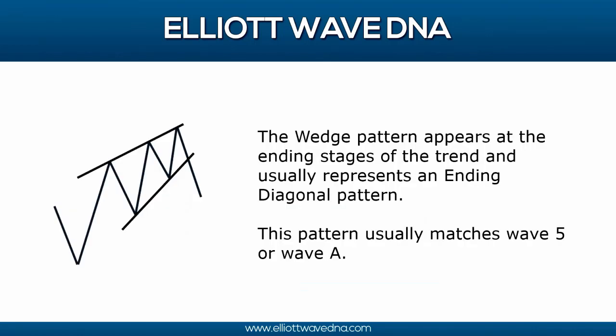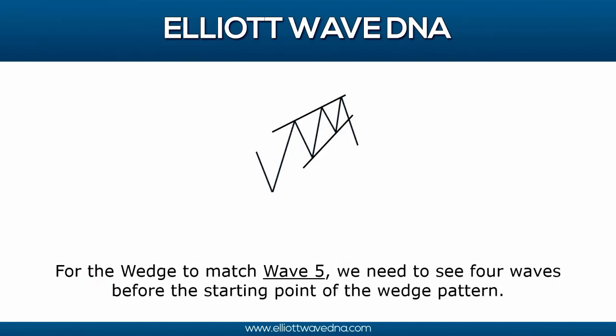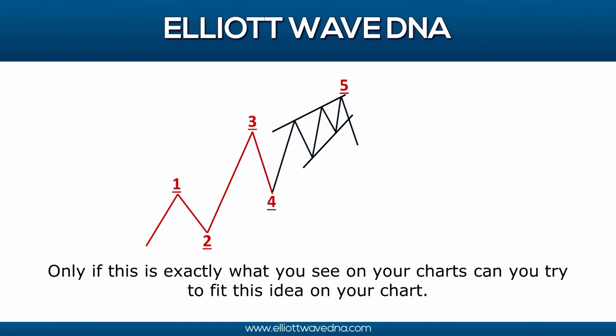So we can go and label this as A, B, and C, some sort of a flat correction. The wedge pattern appears at the ending stages of the trend and usually represents an ending diagonal pattern. This pattern usually matches wave 5 or wave A. For the wedge to match wave 5, we need to see 4 waves before the starting point of the wedge pattern. Only if this is exactly what you see on your chart can you try to fit this idea on your chart and call the wedge wave 5.